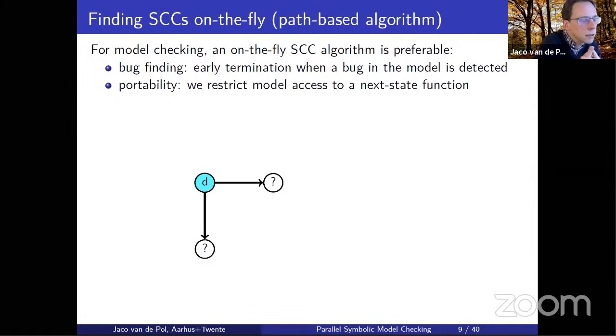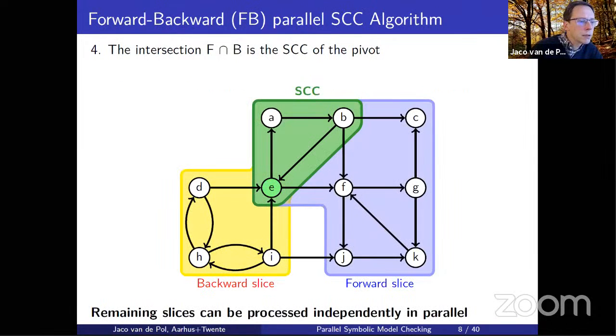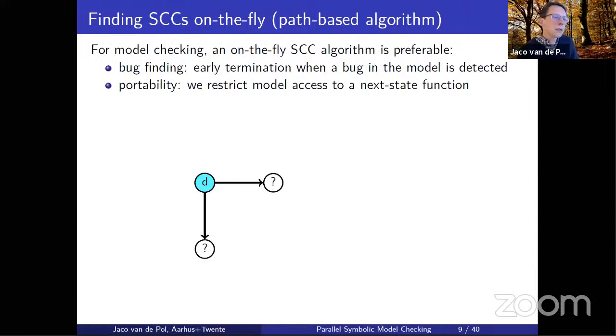So there's this complexity consideration. There's actually a second consideration, and that's that we would like to do the model checking on the fly. And this FB algorithm is not really on the fly, because you have to compute the predecessors. So you need to know the whole graph in order to compute this backward and forward closure. So it's not really on the fly. Now, how would an on-the-fly algorithm for SCCs look like?